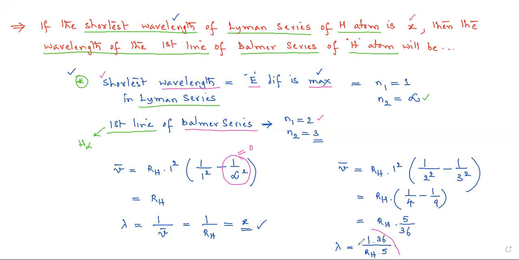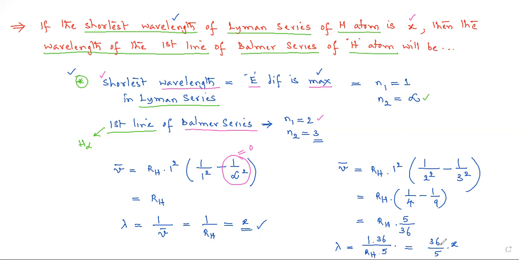Nu bar is equal to 1 by lambda. So lambda is equal to 1 by nu bar, and this is your nu bar. 1 by RH into 5 by 36. So 36 has come into numerator. Now, anyway, we got the value of 1 by RH as X. Substitute that here. Right? So 1 by RH is substituted as X. So your answer will be 36 by 5 into X.